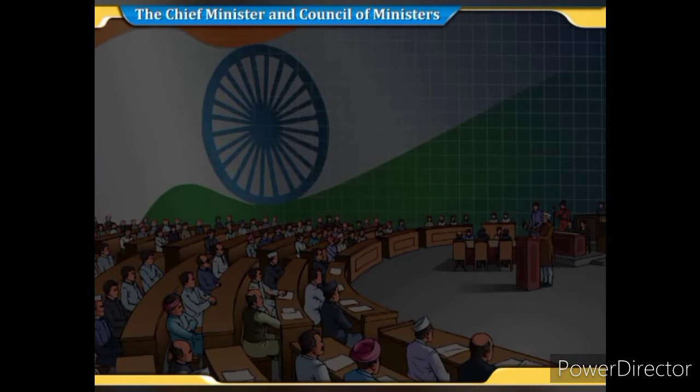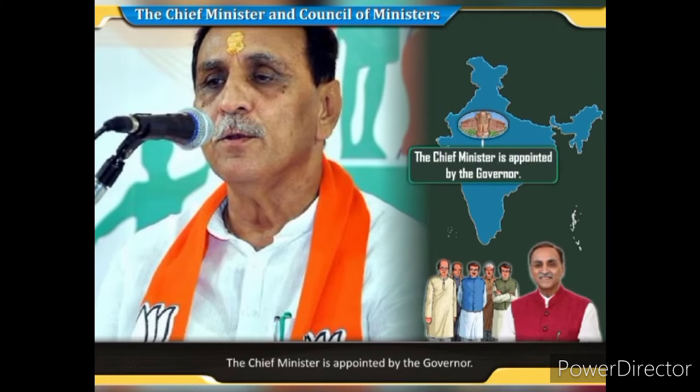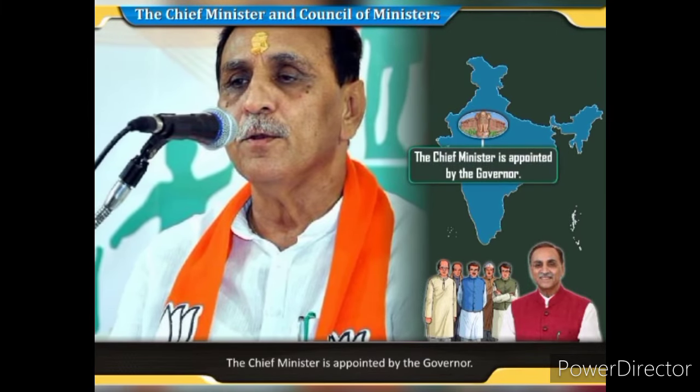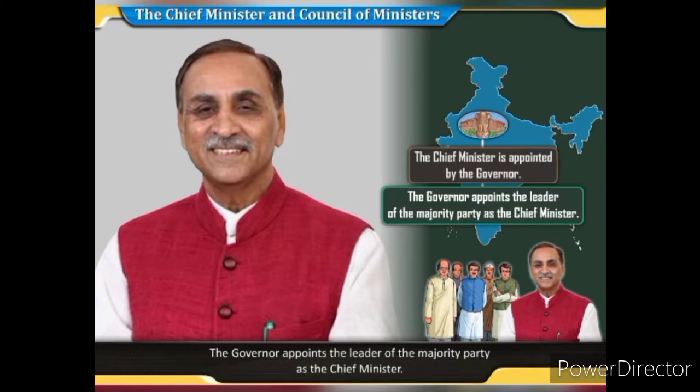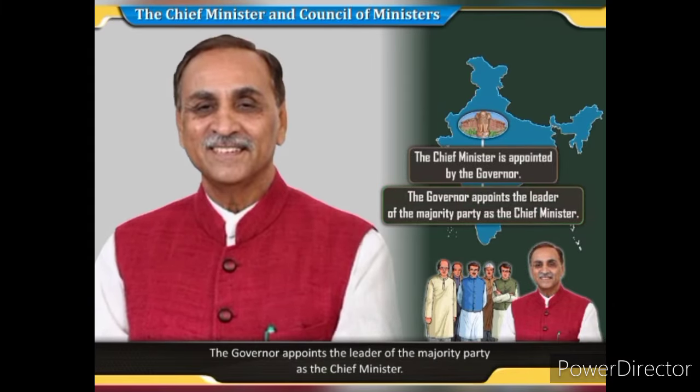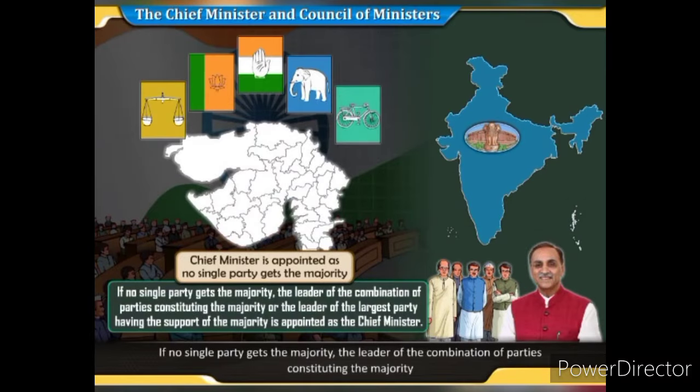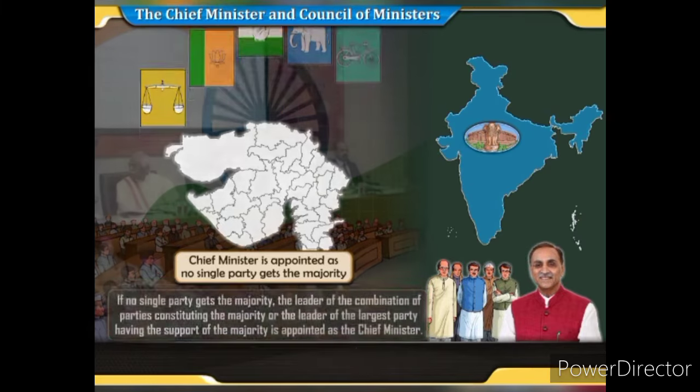The Chief Minister and Council of Ministers. The Chief Minister is appointed by the Governor. The governor appoints the leader of the majority party as the chief minister. If no single party gets the majority, the leader of the combination of parties constituting the majority, or the leader of the largest party having the support of the majority, is appointed as the chief minister.